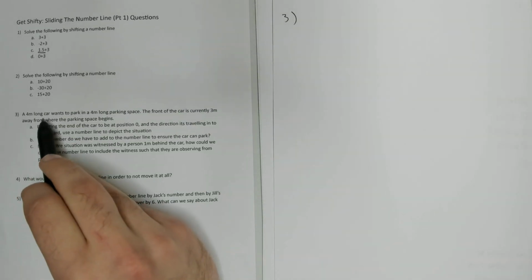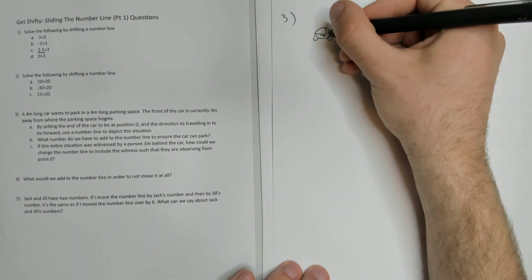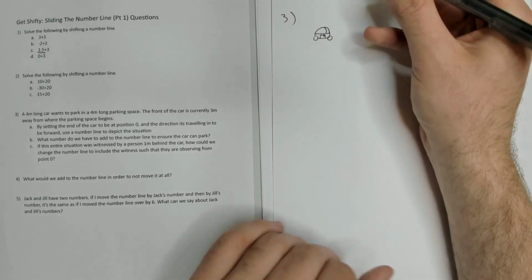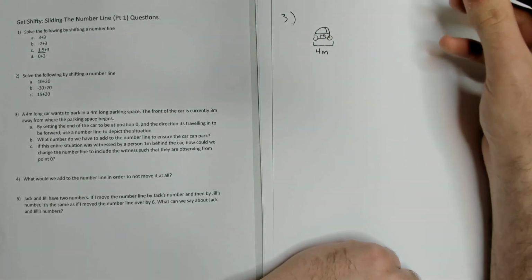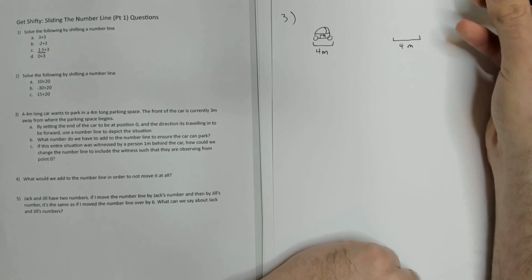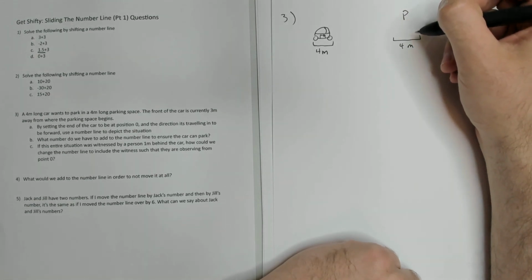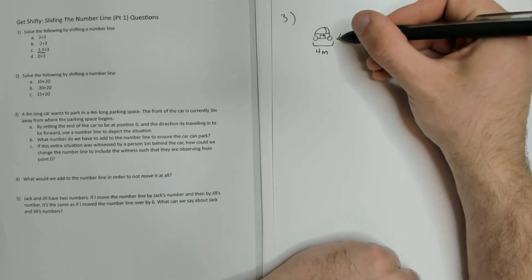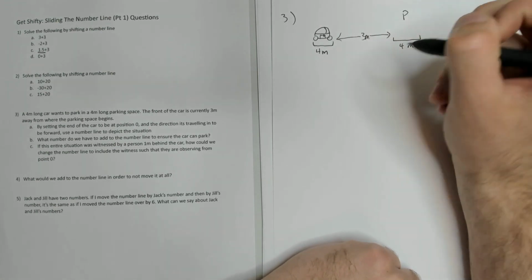All right, so we have a 4-meter long car. I'm not a very good drawer. That's my car. And it's 4 meters long. And it wants to park in a 4-meter long parking space. So this is also a 4-meter long parking space. And the front of the car is 3 meters away from where the parking space begins. So this distance is 3 meters right in there.